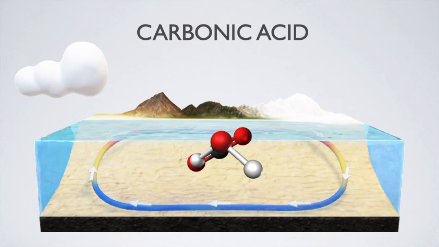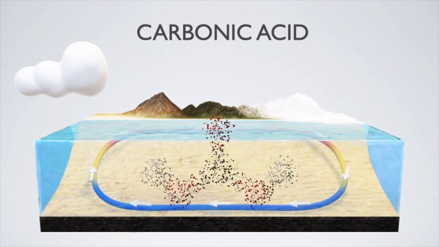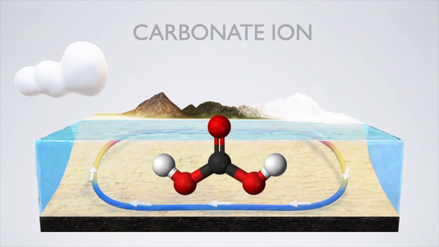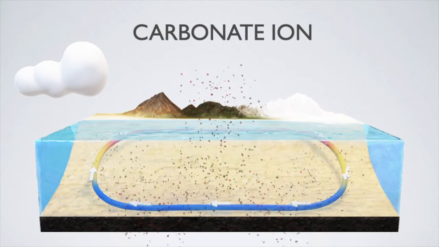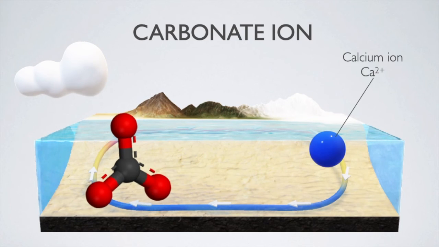Once on the ocean surface, carbon dioxide will combine with water and form a new substance known as carbonic acid. Eventually, this acid will break down into carbonate ions. Carbonate ions are important as they help shellfish, like oysters and clams, build their shells. In addition, calcium is another element that is found within our oceans.